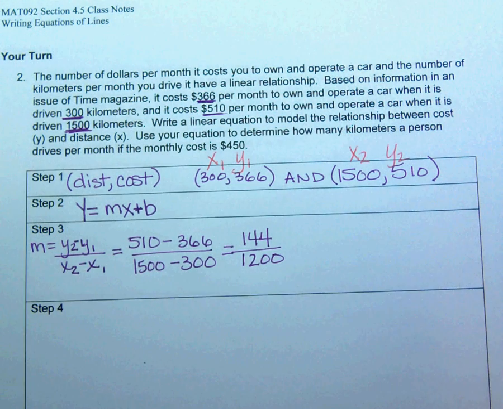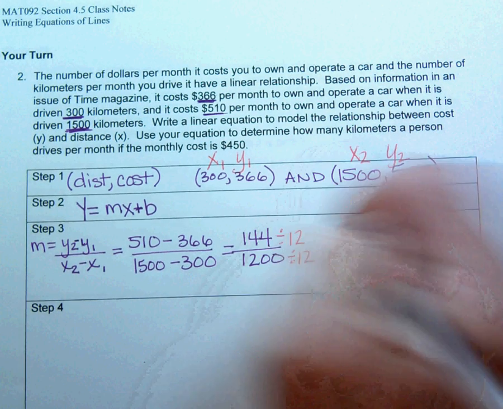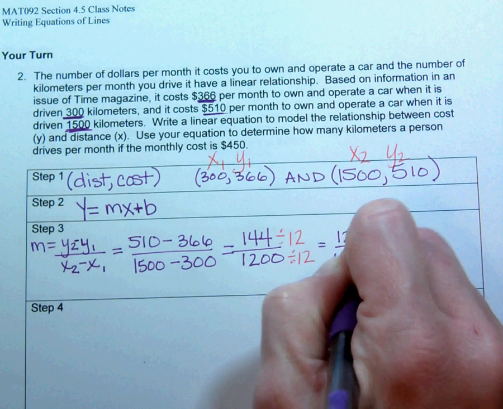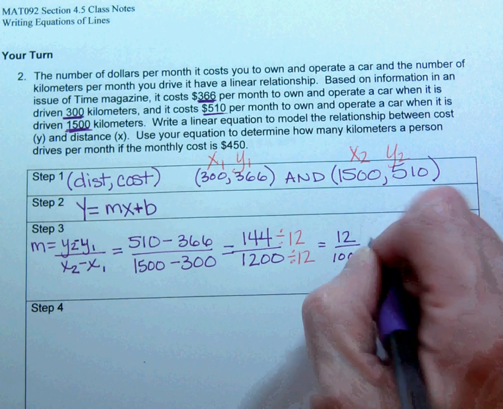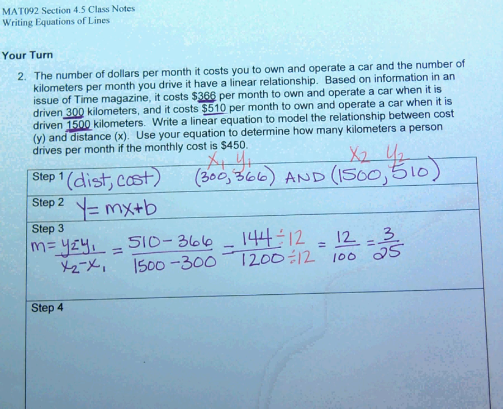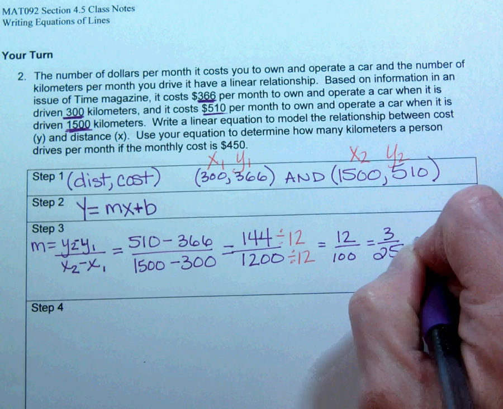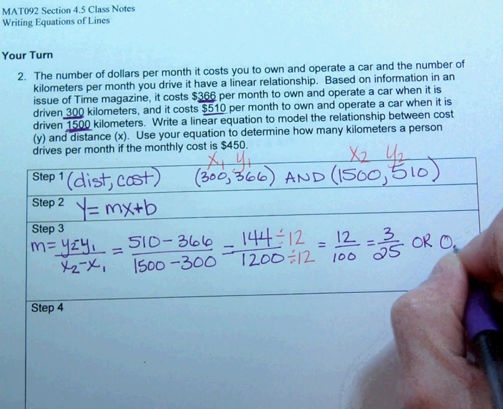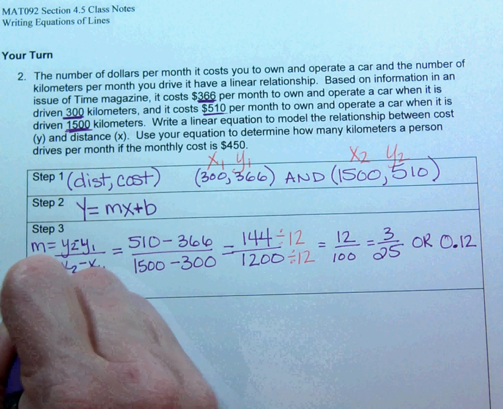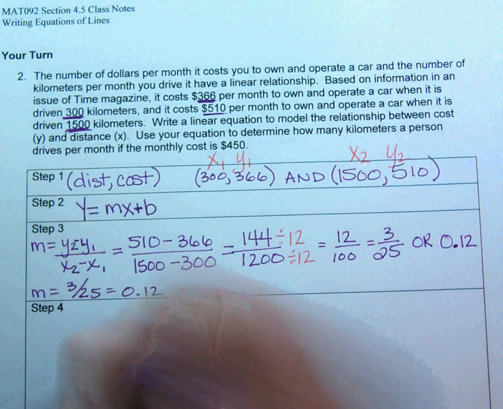Now let's reduce this. I just want to get a simplified fraction. I can see these are both divisible by 12. You can see that right away. So this is 12 over 100, but I can keep going. Those are both divisible by 4. So I can say my slope is 3/25, because that's as far down as I can take it in terms of a fraction. Or if I want to turn that into a decimal, I can say 0.12. So we're going to say my slope is 3 over 25, which is the same as 0.12.